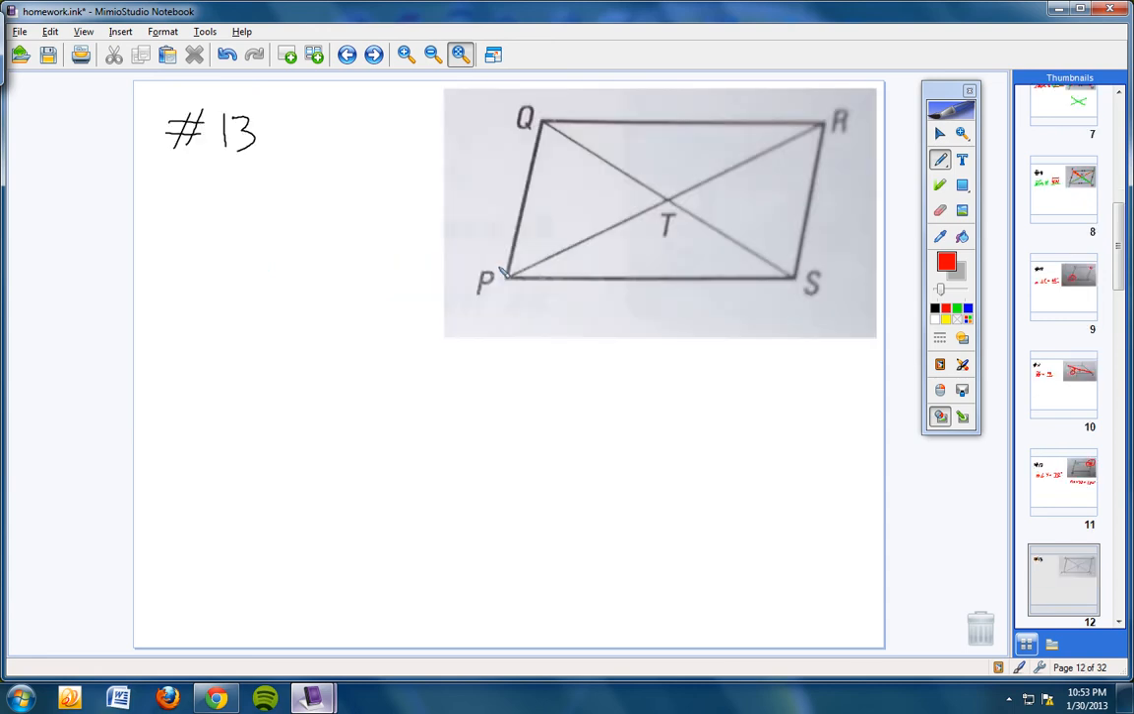All right, let's take a look at number 13. Number 13, they want you to find a segment that is congruent to the given segment. So here we go. And they give you a multiple choice, A, B, C, or D.